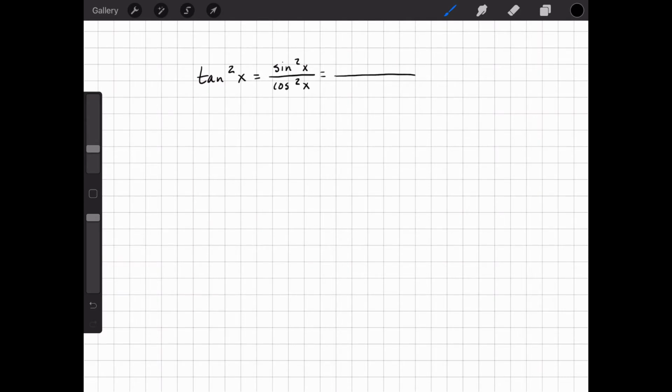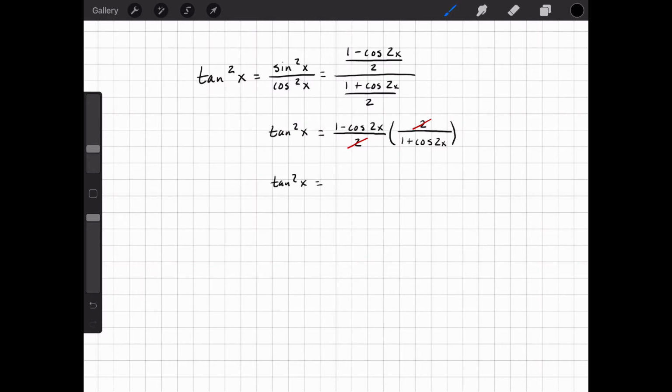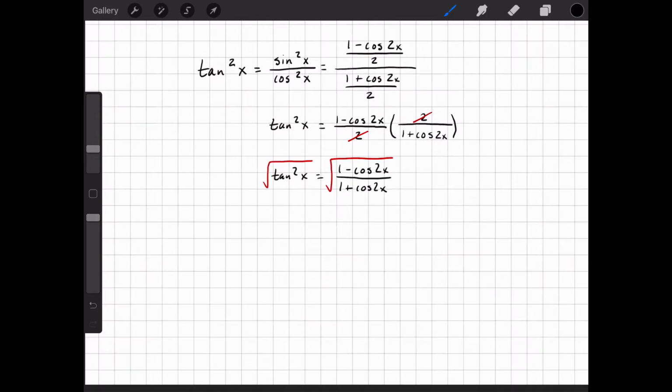Using what sine squared and cosine squared equaled from episode 5, we can state that tangent squared x equals (1 minus cosine of 2x) divided by 2, divided by (1 plus cosine of 2x) divided by 2. Then we can multiply by the reciprocal to simplify the complex fraction. Then to get tangent squared to be tangent, we want to square root both sides, which allows us to get plus or minus the square root of (1 minus cosine of 2x) divided by (1 plus cosine of 2x).